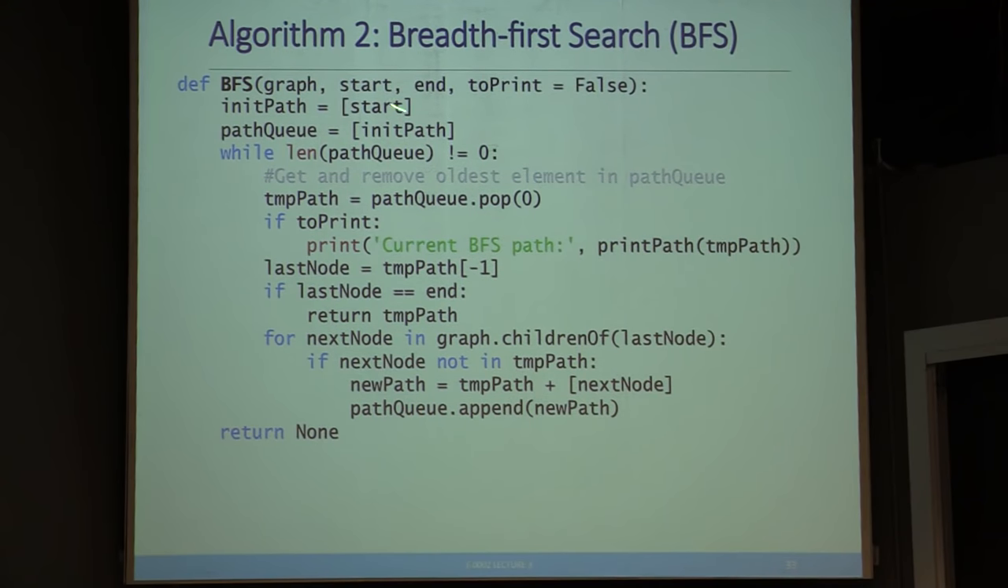And then as long as I've got something still to explore and I haven't found a solution, I'm going to pop off the queue the oldest element, the thing at the beginning. That's my temporary path. I'll print out some information about it. And then I'll grab the last element of that path. That's the last point in that path. And I'll now explore. Is it the thing I'm looking for? In which case, I'm done. I'll return the path. Otherwise, for each node that you can reach from that point, create a new path by adding that on the end of this path and add it into the queue, at the end of the queue.